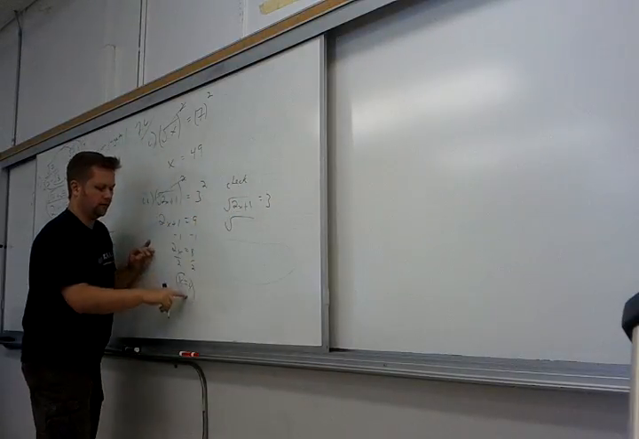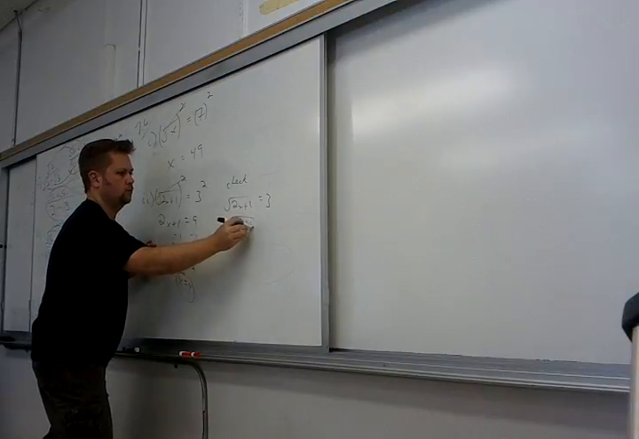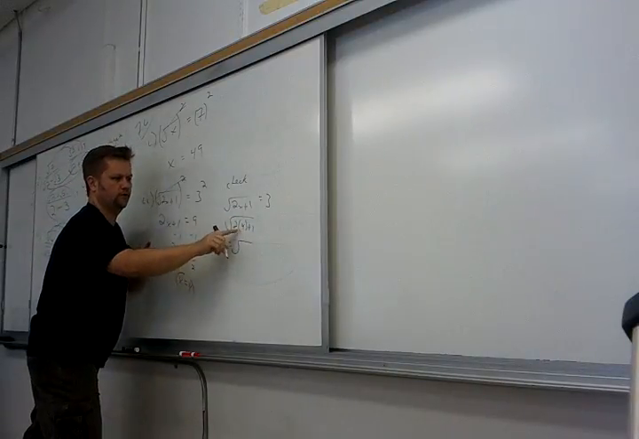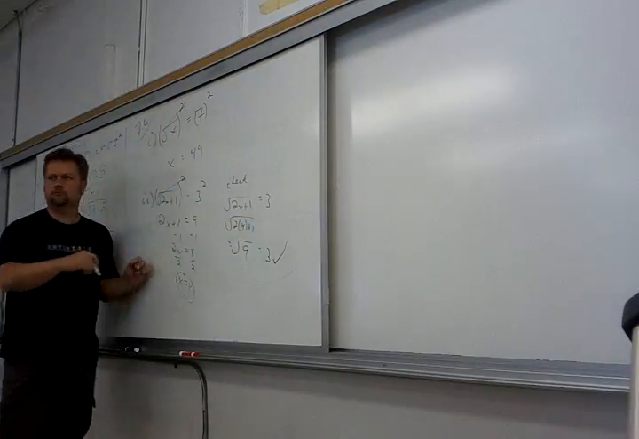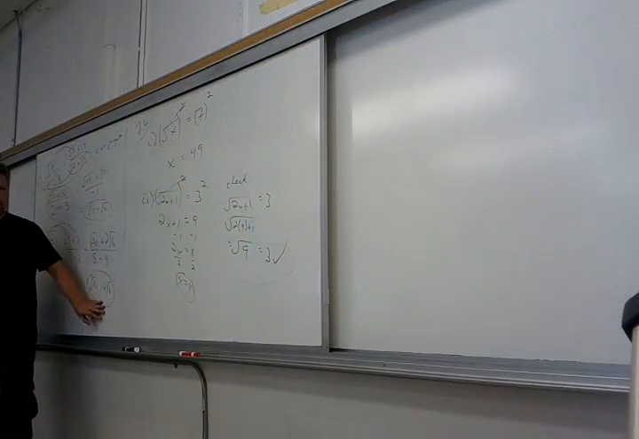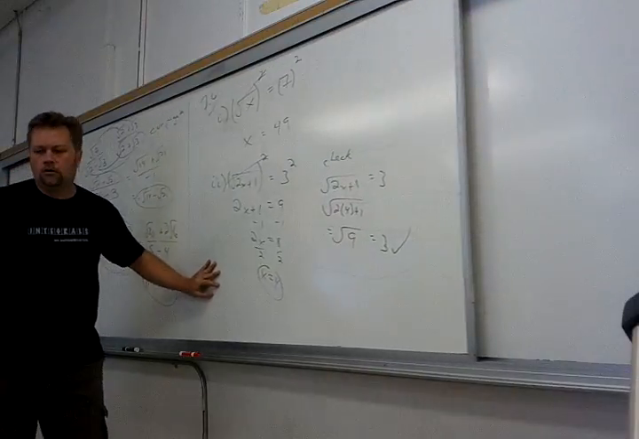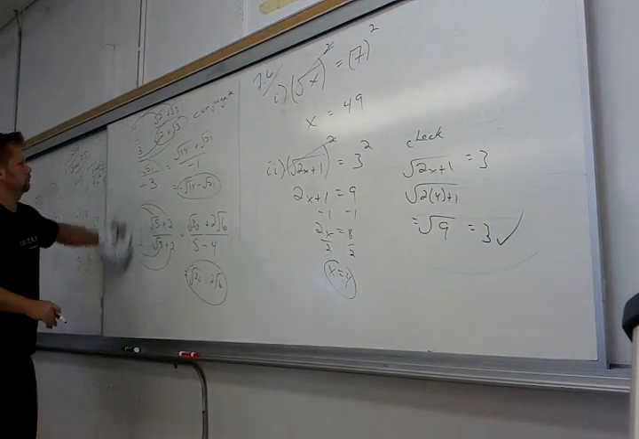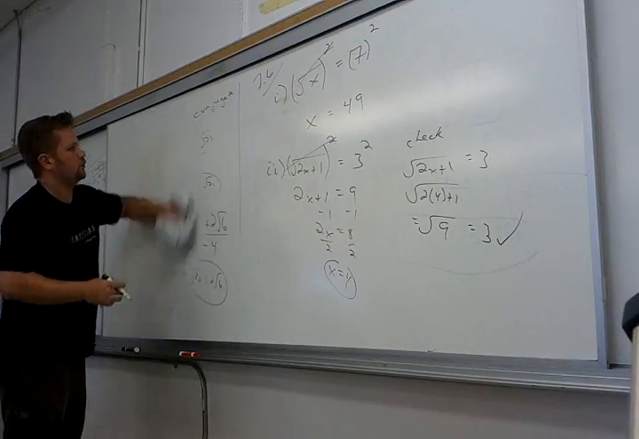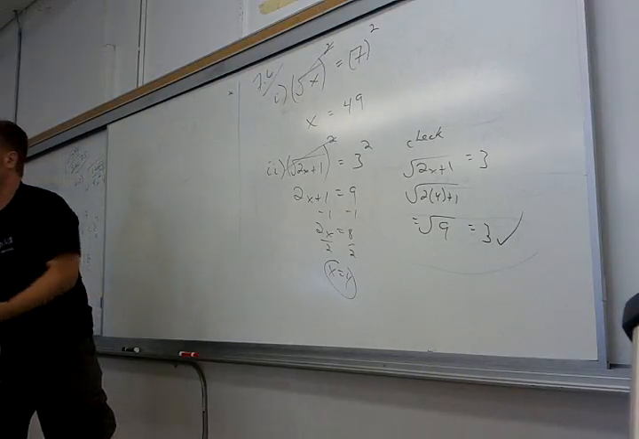So square root of twice 4 plus 1. What's that? Square root of 8 plus 1, 9. 3. You've got to check your work on these. You have to, because otherwise you're going to miss when you get answers that don't work.